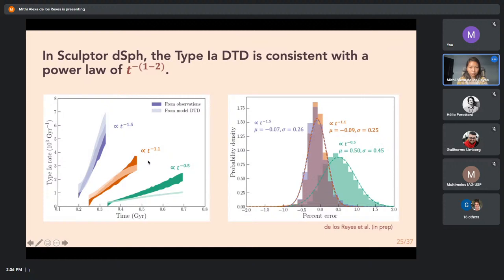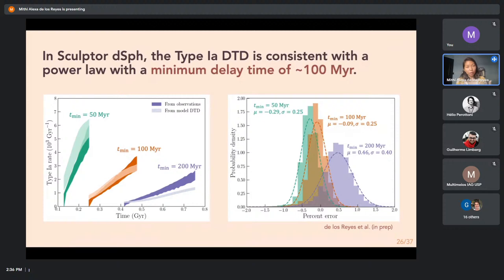We can play the same game with other parameters in the delay time distribution. So not just looking at the power law index, but also the minimum delay time, so the shortest time after a burst of star formation that you can get a type 1a delay time, a type 1a supernova. And again, we see that for very short minimum delay times and very long minimum delay times, the observed and expected rates visually don't match. And you can, again, quantify that and see that in the probability distribution function. And so instead, we need sort of an intermediate minimum delay time of around 100 mega years.